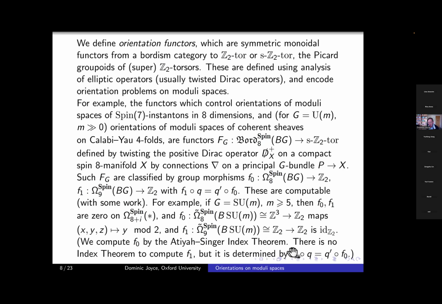However, in this case at least, you can determine F1 from this equation and the fact that the Q is essentially surjective. The Q going from the 8th bordism to the 9th bordism group is surjective on this part, the reduced bordism, and therefore we can know what F1 is by knowing what F0 is. Okay, so we can compute these bordism orientation functors algebraically rather explicitly.